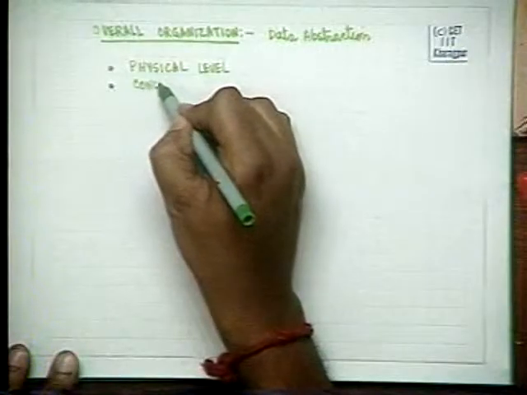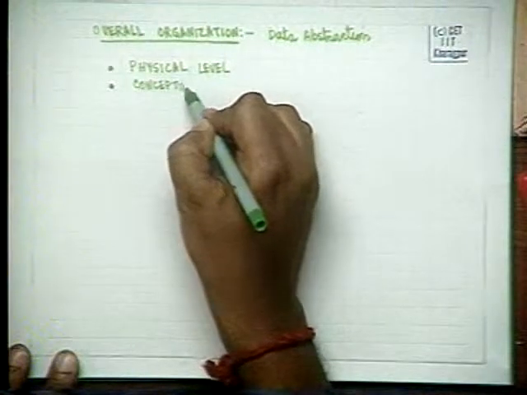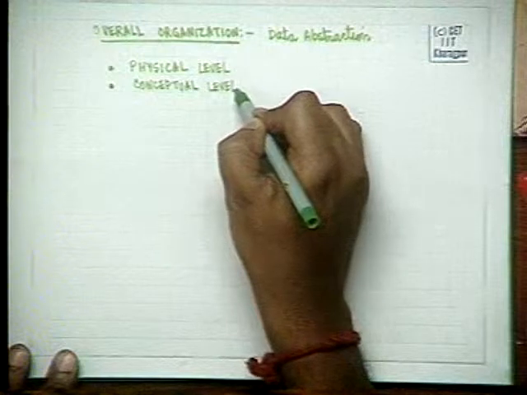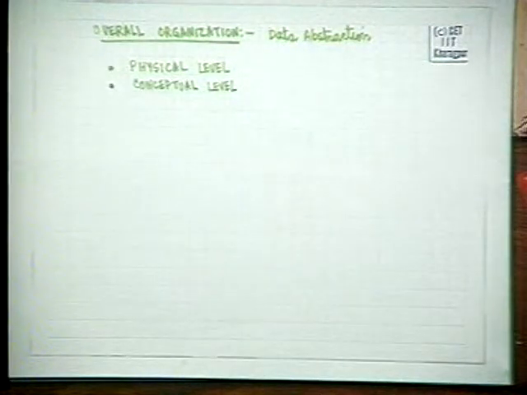Above this is the organization and the conceptual database. That is, what is the overall organization of the database. It is called the conceptual level. The conceptual level is the overall organization of the database, that is, how the database is organized in an overall fashion. What are the types of data? What is the logical interrelationship between the data?